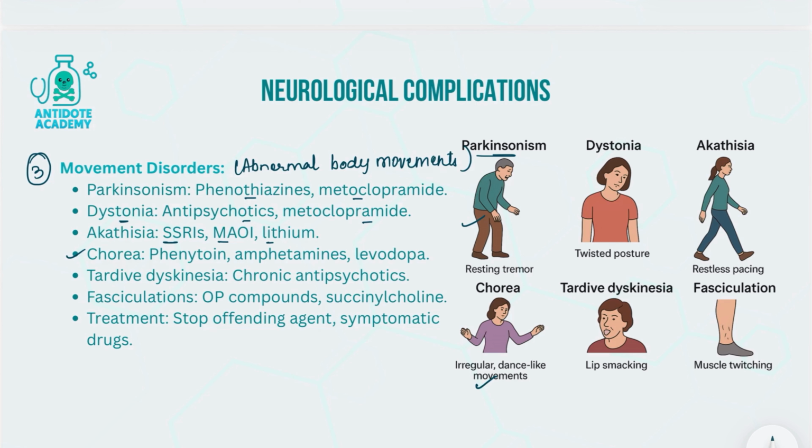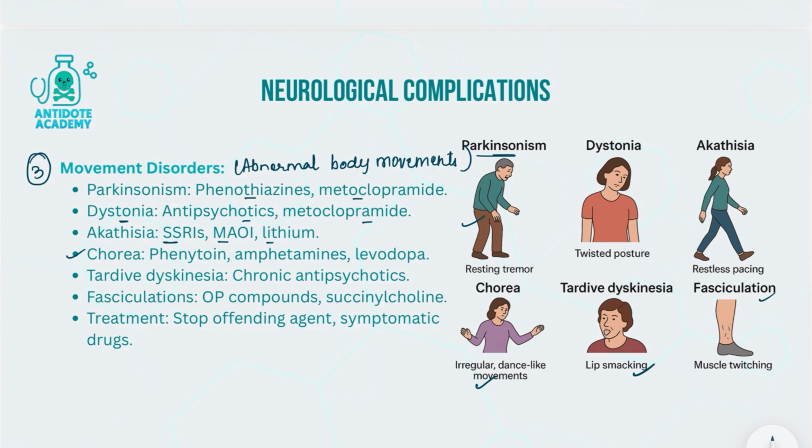Next is tardive dyskinesia. This is slow, repetitive, chewing-like movements. You can see here lip smacking. This is caused after long term, chronic use of antipsychotics. Next comes fasciculation. This is small twitching of muscles. This is caused due to organophosphate poisoning, succinylcholine. And how do we treat all these movement disorders?